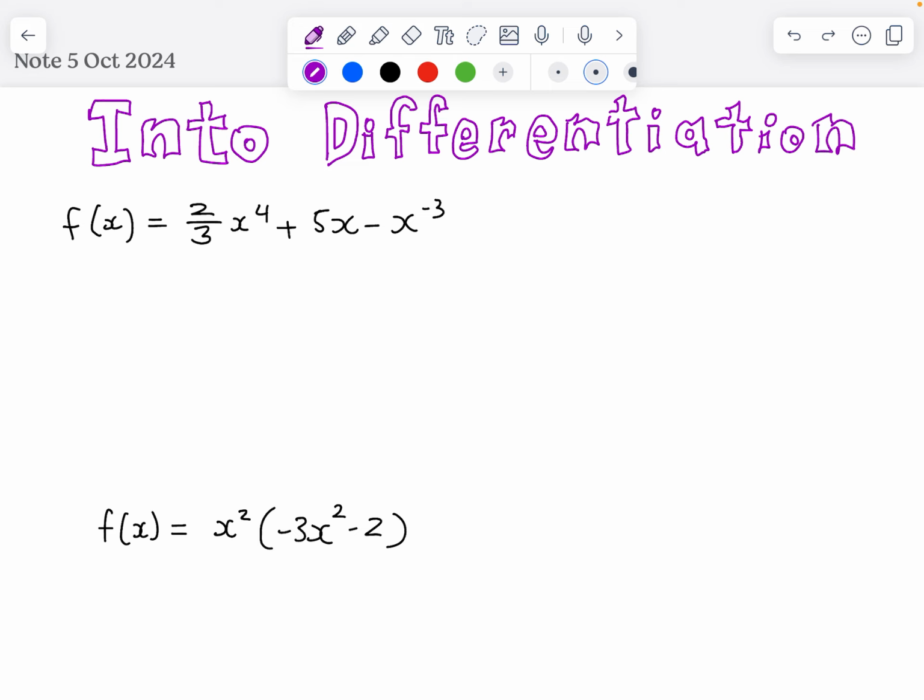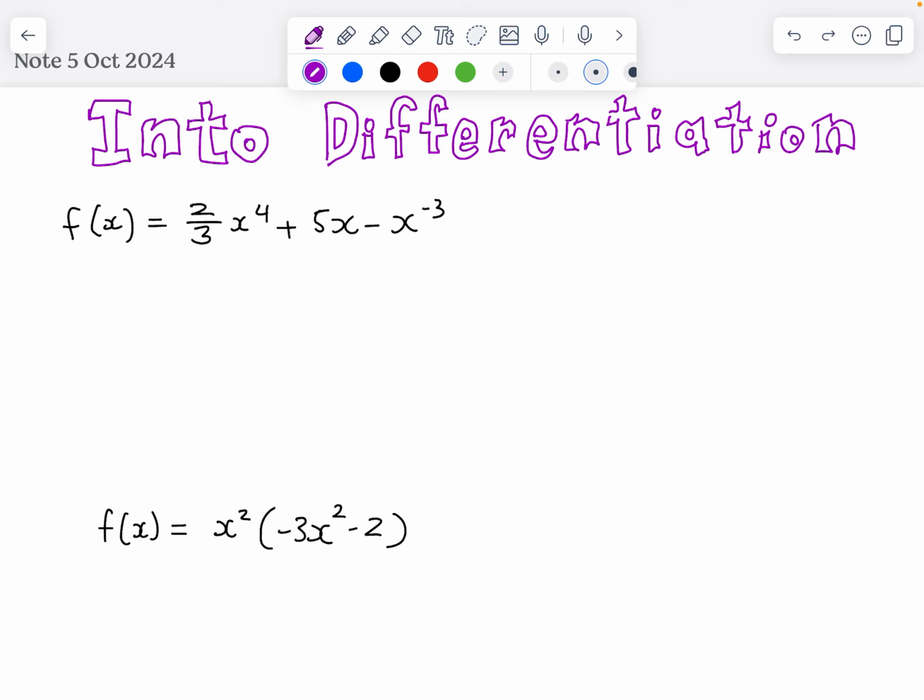So today we are going to look at different types of examples and functions and try to differentiate, or basically find the derivative of each function. When it comes to finding a derivative, there are different ways we can do it. We can use the limit quotient or the difference quotient.